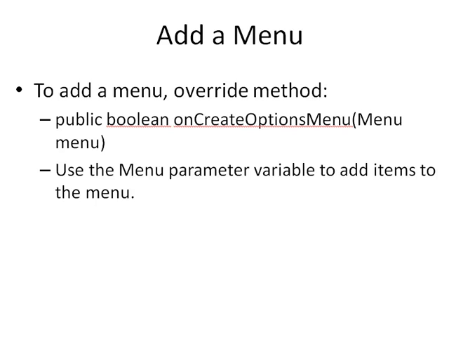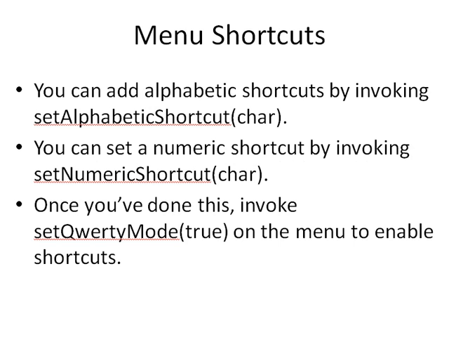To add a menu, we need to go to an activity and override the onCreateOptionsMenu method, and that's where we can create a menu. This gives us a menu object, and we can use the add method of this menu object to add menu items to the menu. We can also give it shortcuts.